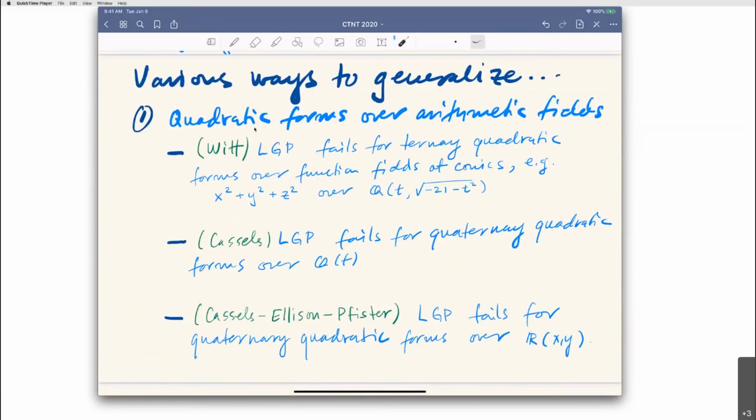You could ask for a local global principle for quadratic forms over arithmetic fields of interest. So you choose K to be, instead of a number field, say a function field of a variety over a number field. Some nice counterexamples that come up in the literature are first due to Witt in the early 30s, who presents some failures of the local global principle for ternary quadratic forms, so quadratic forms in 3 variables over function fields of conics.